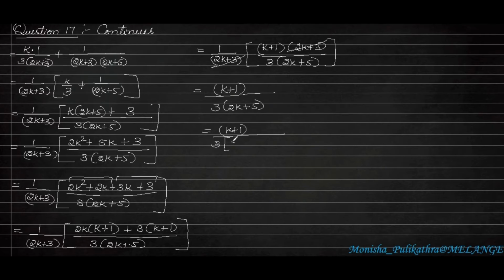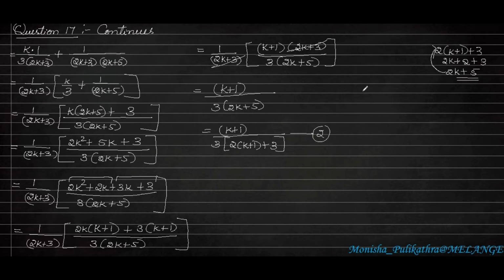Next is 3 into 2 into, in the place of k we can take k plus 1, plus instead of 5 we can take 3. Why? Because if you solve 2 into k plus 1 plus 3, I have just arranged this 2k plus 5 in this form. So 2 into k is 2k, plus 2 into 1 is 2, plus 3 as it is. It will become 2k plus 2 plus 3, which is 5. So 2k plus 5 can be written in the form of 2 into k plus 1 plus 3. So this is equation 2.